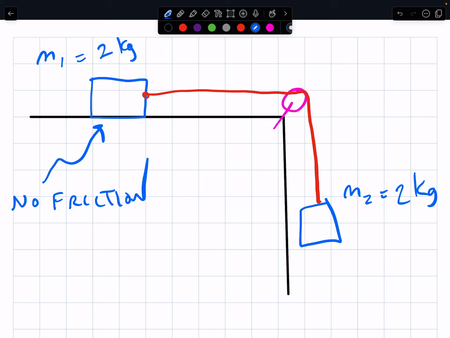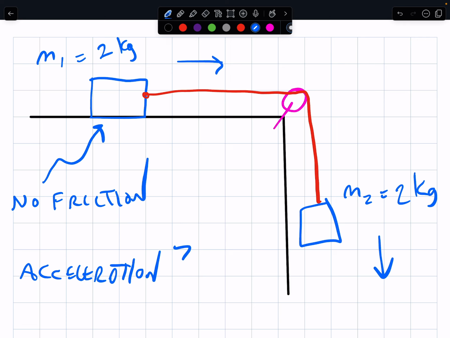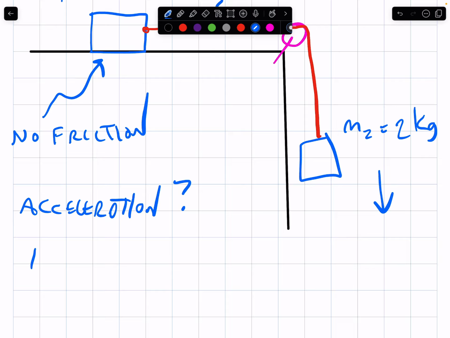So, two questions here, okay? When we release the system from rest, they're both going to start moving. This guy over here is going to move down, and the mass on the table is going to move towards the right, and they'll be accelerating. And using Newton's laws, we want to figure out what is the acceleration, and then also what is the tension in the string?